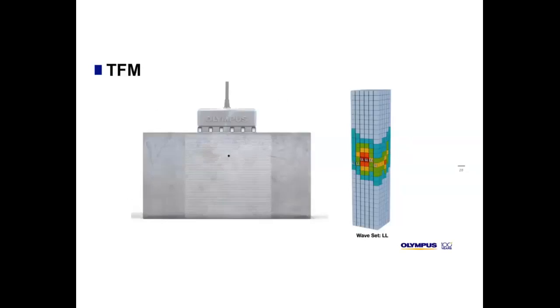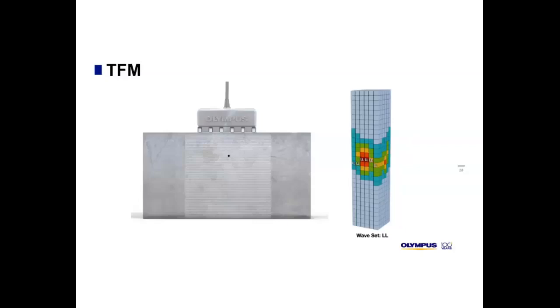Let's go back to the acquired data, or to the example that we just saw in the FMC. Now we have the full matrix capture, and the user will select a zone and reconstruction path or waveset. Here we have the grid just under the probe, and we will use a waveset of LL. LL is longitudinal, longitudinal. So the user can select different wavesets.